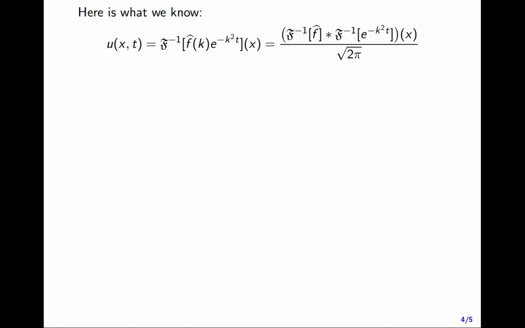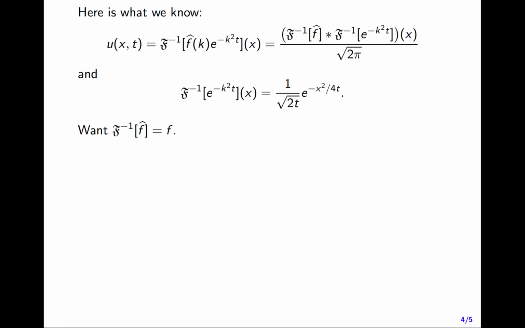And so here's what we get. U of x, t is the inverse Fourier transform of f hat of k times e to the minus k squared t at x, which by convolution is the inverse Fourier transform of f hat convolved with the inverse Fourier transform of e to the minus k squared t at x over root 2 pi. And we know that the inverse Fourier transform of e to the minus k squared t at x is 1 over root 2t e to the minus x squared over 4t, assuming t is positive.